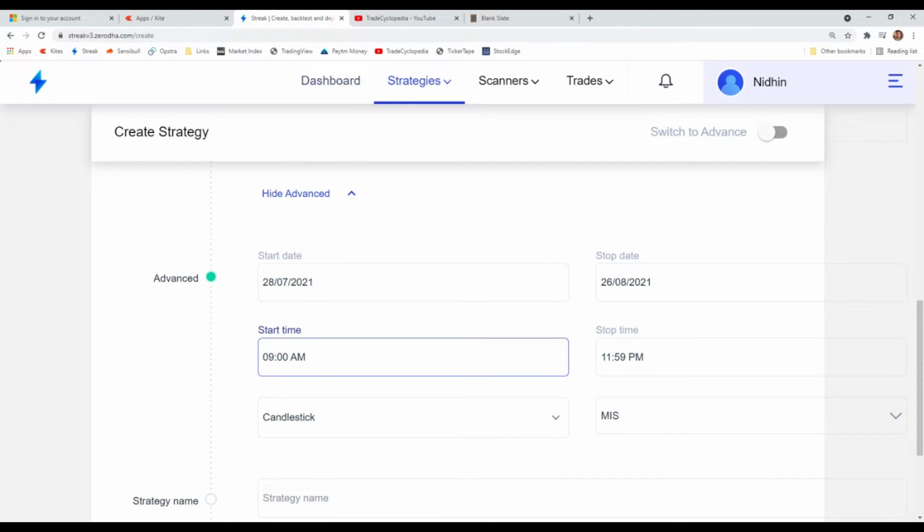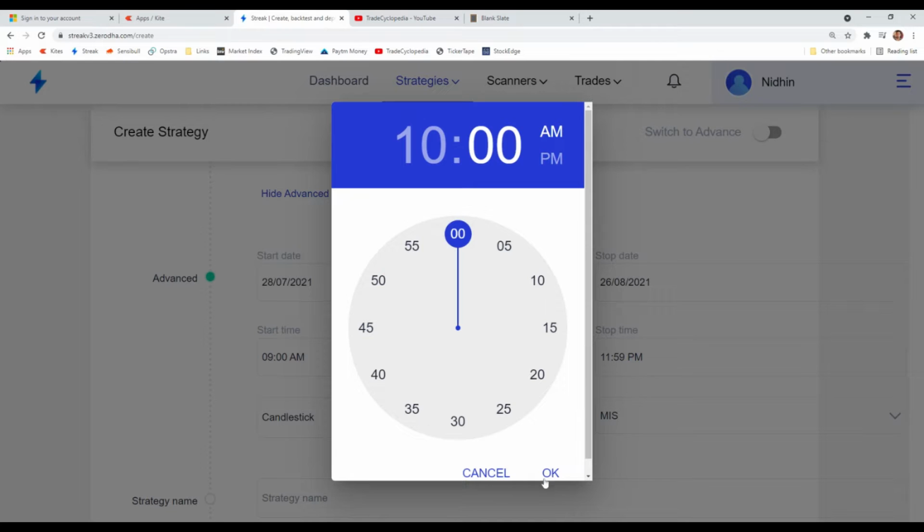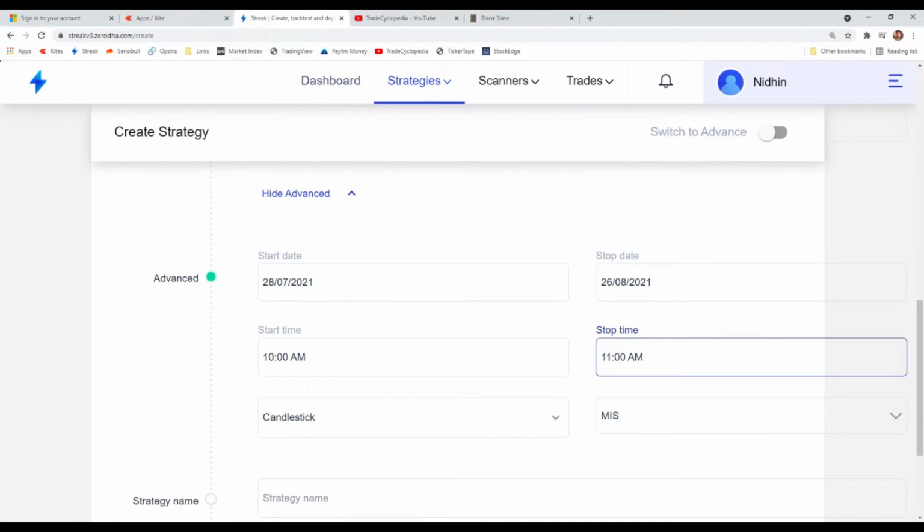I can specify, for example, I'm selecting 10 a.m. here and exit as 11 a.m. Okay. So for this specific entry, the system will be considering an entry in between this specific time only, like in between 10 a.m. to 11 a.m. So if Tata Motors stock reaches 290 rupees by 10:30 a.m., then it will take an entry. But if it is reaching the 290 level by 9:30 or after 11 a.m., it will not be taking. So this is a strategy time.